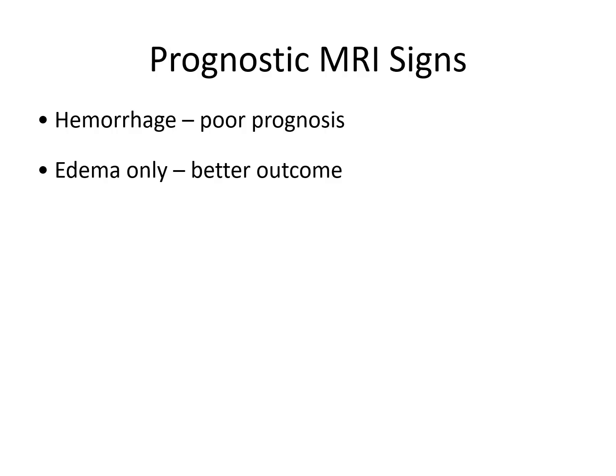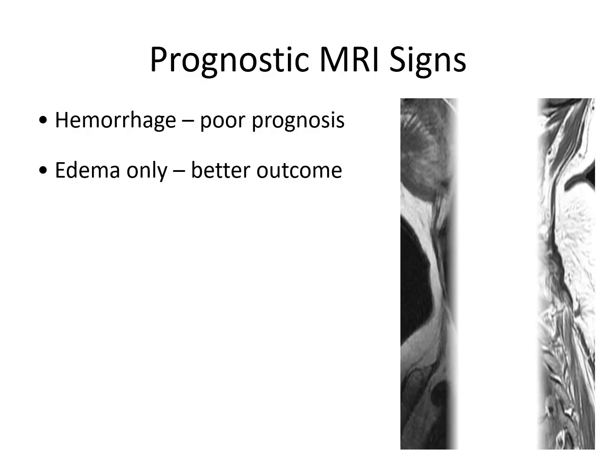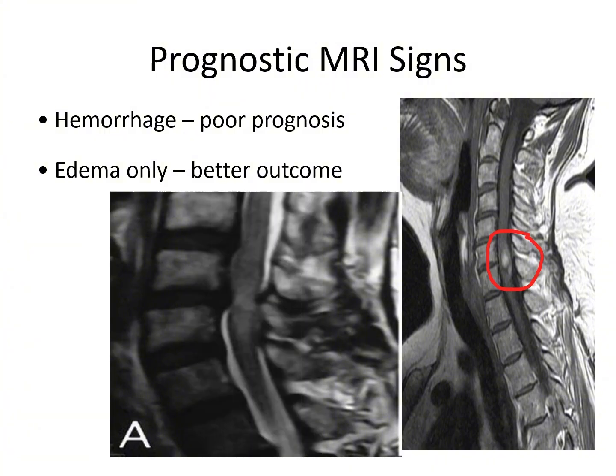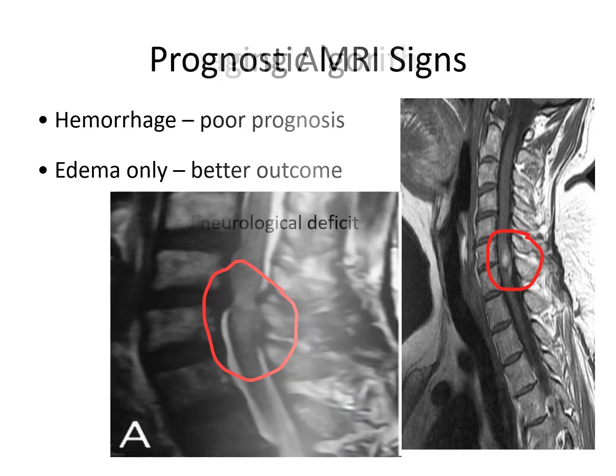Now the prognostic findings in MRI. Prognosis can be determined by the MRI. If cord hemorrhage is seen, this suggests a poor prognosis. As we can see here, the T1 image shows the cord hemorrhage. And if there is edema only, then there is a better outcome. T2 shows the bright signal intensity, so this is the cord edema, and in T1 bright is the hemorrhage. So this suggests a poor prognosis.